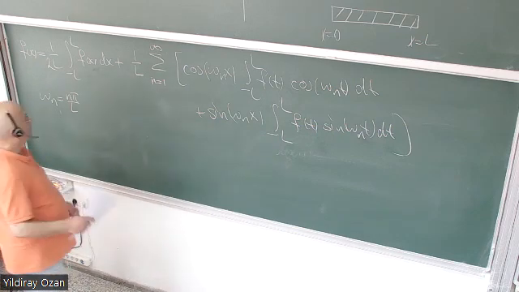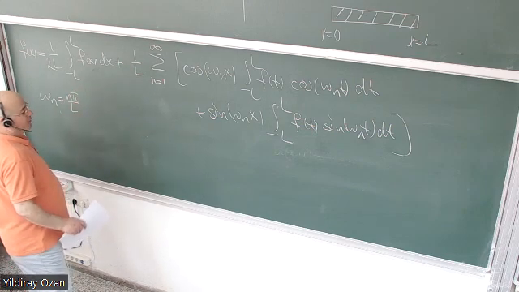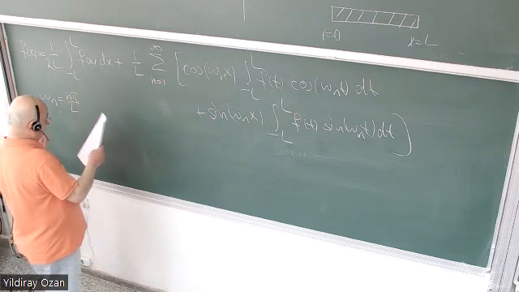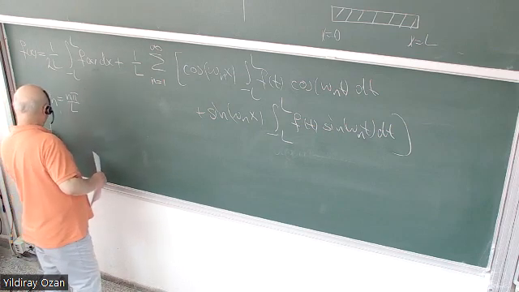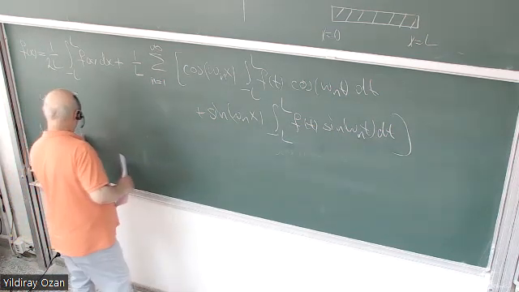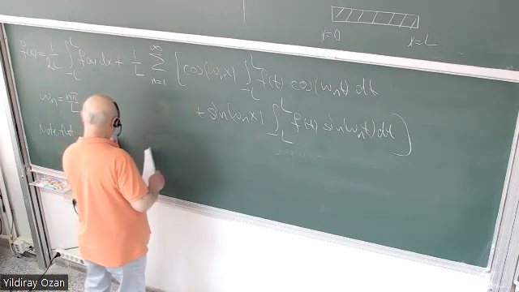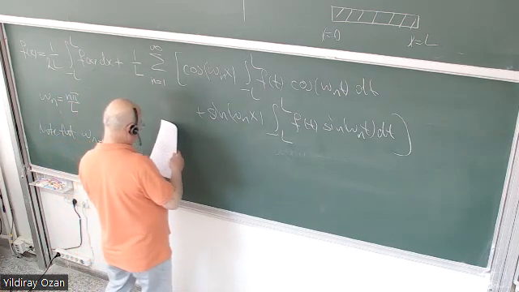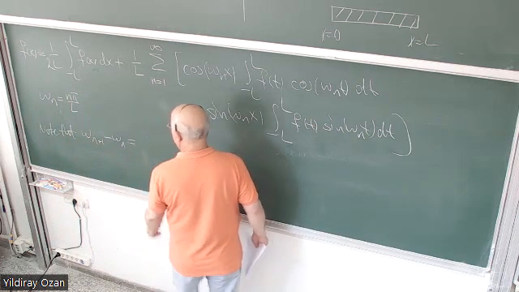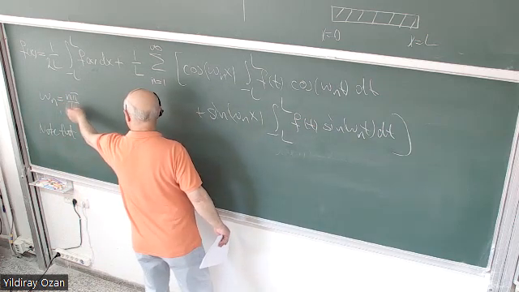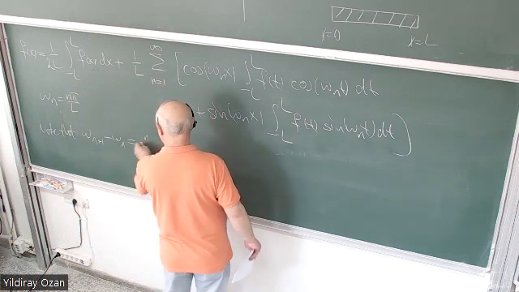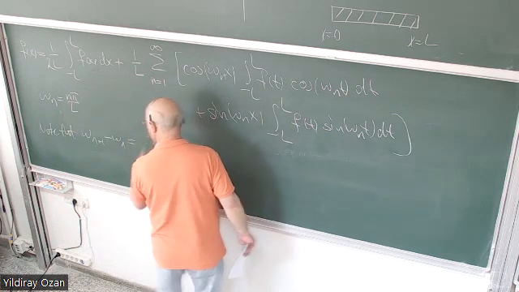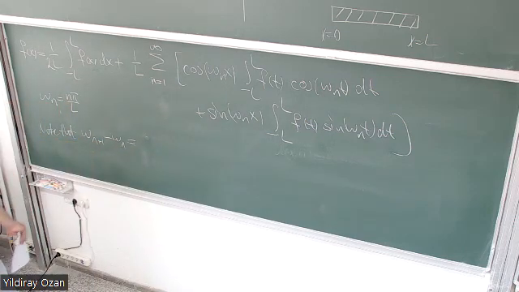Okay. Let's look at the following. Note that omega n plus 1 minus omega n is what? It is n plus 1 times pi over L minus n pi over L. So it is just pi over L.